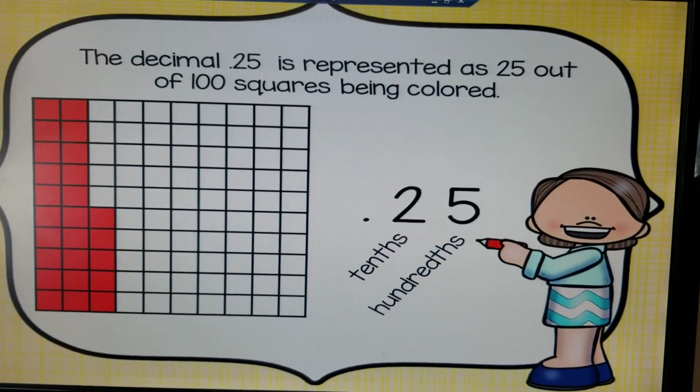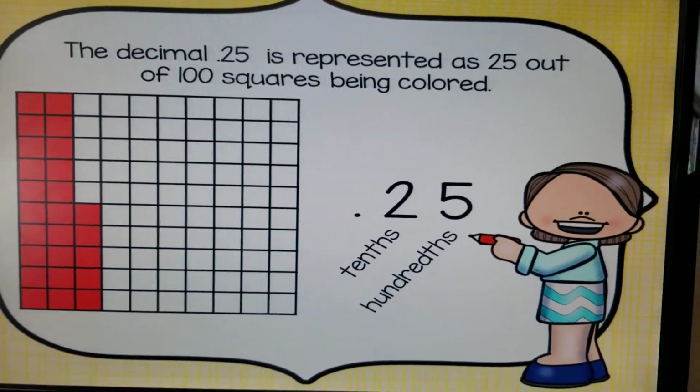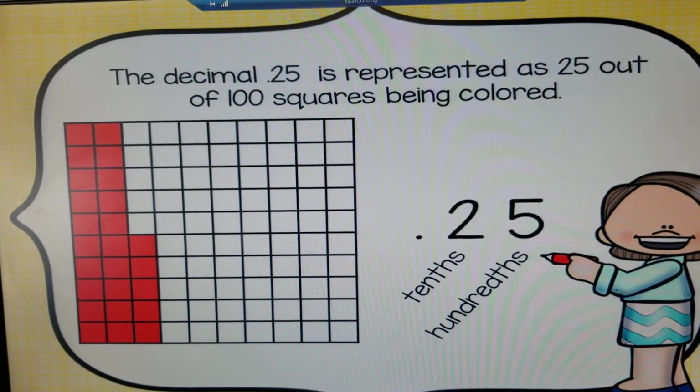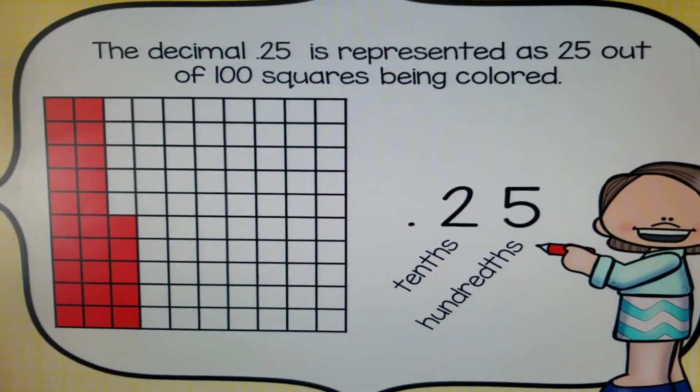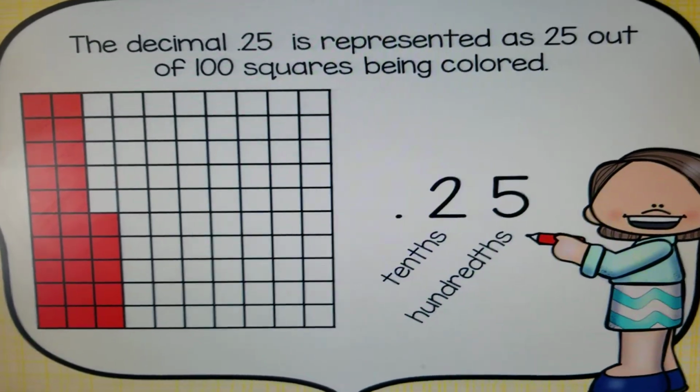The decimal 0.25 is represented as 25 out of 100 squares. That's why 0.25 would be 25 hundredths, because it's 25 out of 100.